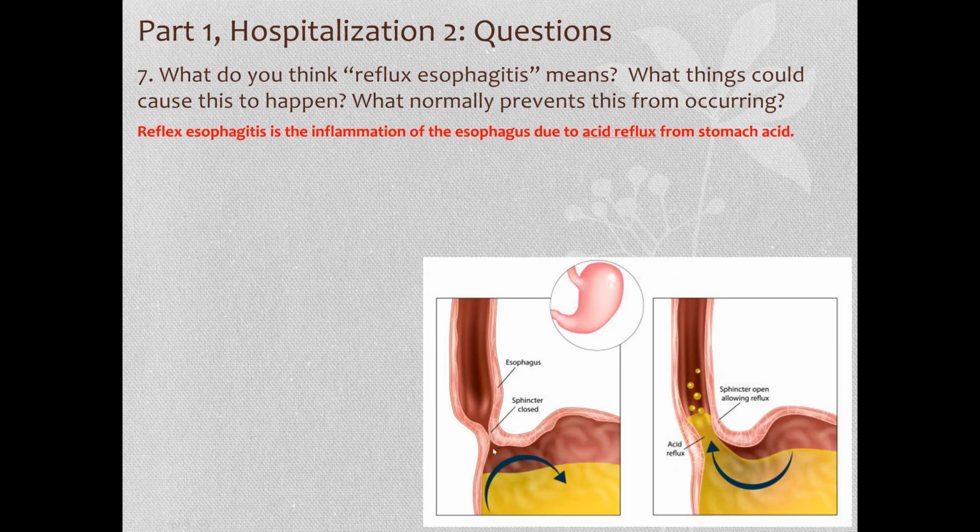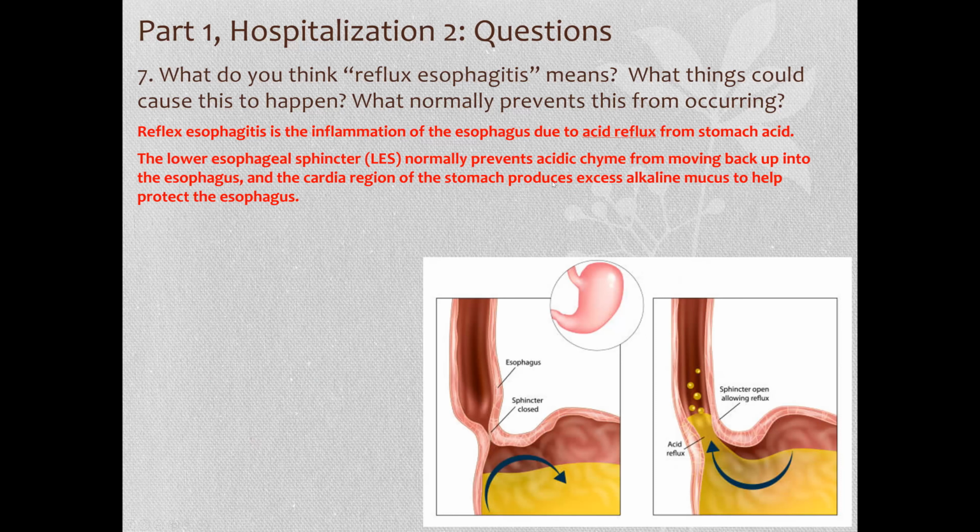And with acid reflux, the sphincter becomes weakened and the stomach acid can go back up into the esophagus. The esophagus is not built to deal with the acid contents, so the acid can start to irritate and erode away the lining of the esophagus. So to answer the question about what normally prevents this from occurring, normally the lower esophageal sphincter prevents the acidic chyme from moving back up into the esophagus, and the cardia region of the stomach produces excess alkaline mucus to help protect the esophagus.